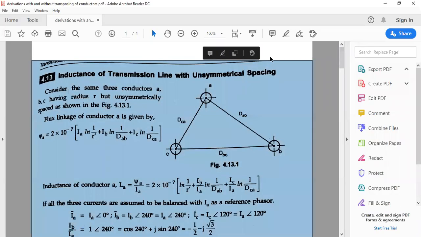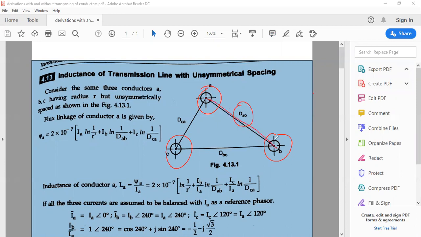DAB is the distance between the conductors. Let me show it again. So DA, so these are the conductors which are present there. So A, B and C are present. DAB is the distance between A to B.